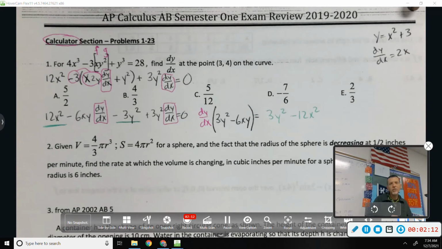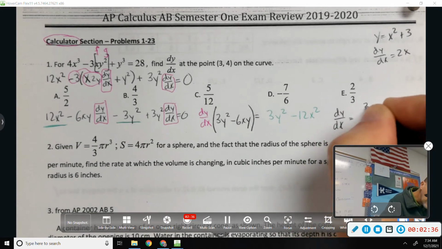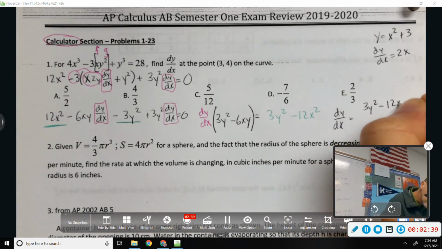So I guess that was just 2 steps, maybe 3 steps. Move stuff over, rearrange things, and factor out dy dx. That's a lot in one algebra step there. So are you okay with that? Because I think it's easy from here. We'll just divide by the stuff that's attached to dy dx. So 3y squared minus 12x squared over 3y squared minus 6xy.